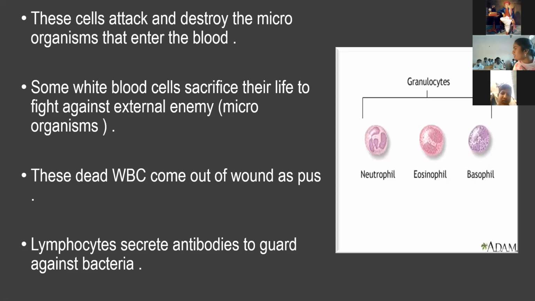Next one, the white blood cells are two types. Number one is granulocytes and number two is agranulocytes. The granulocytes have three types: neutrophils, eosinophils, and basophils. These are all the three types of granulocytes.